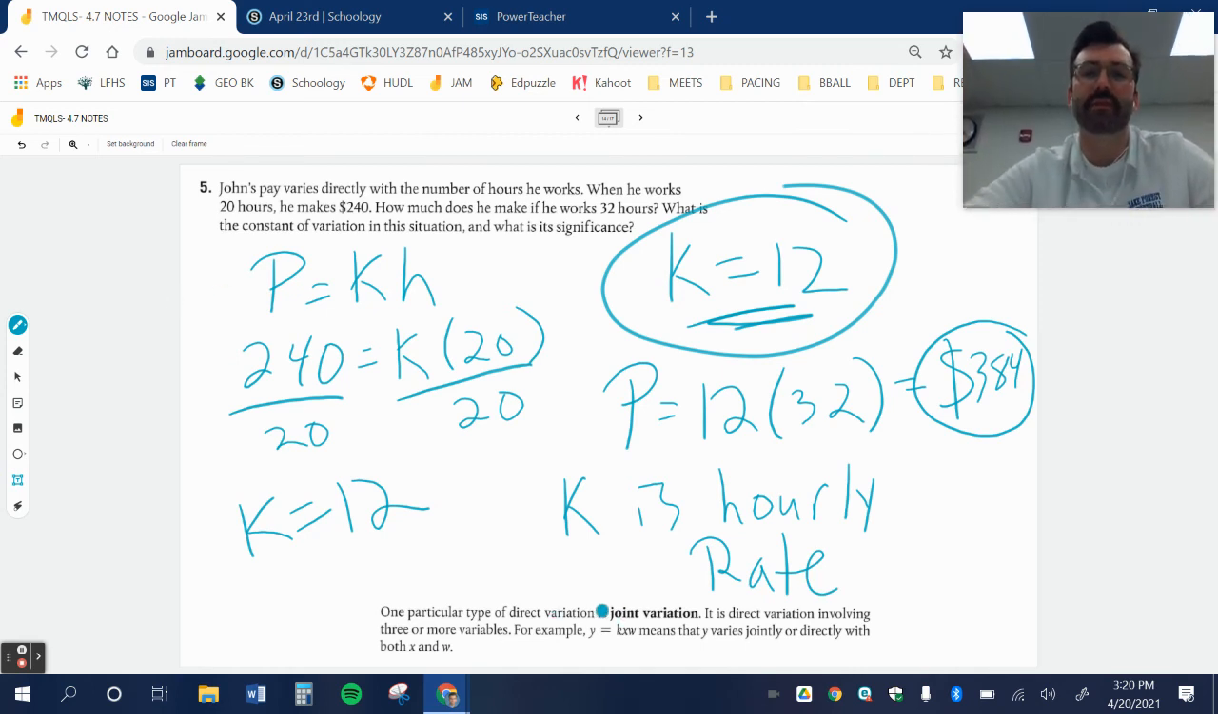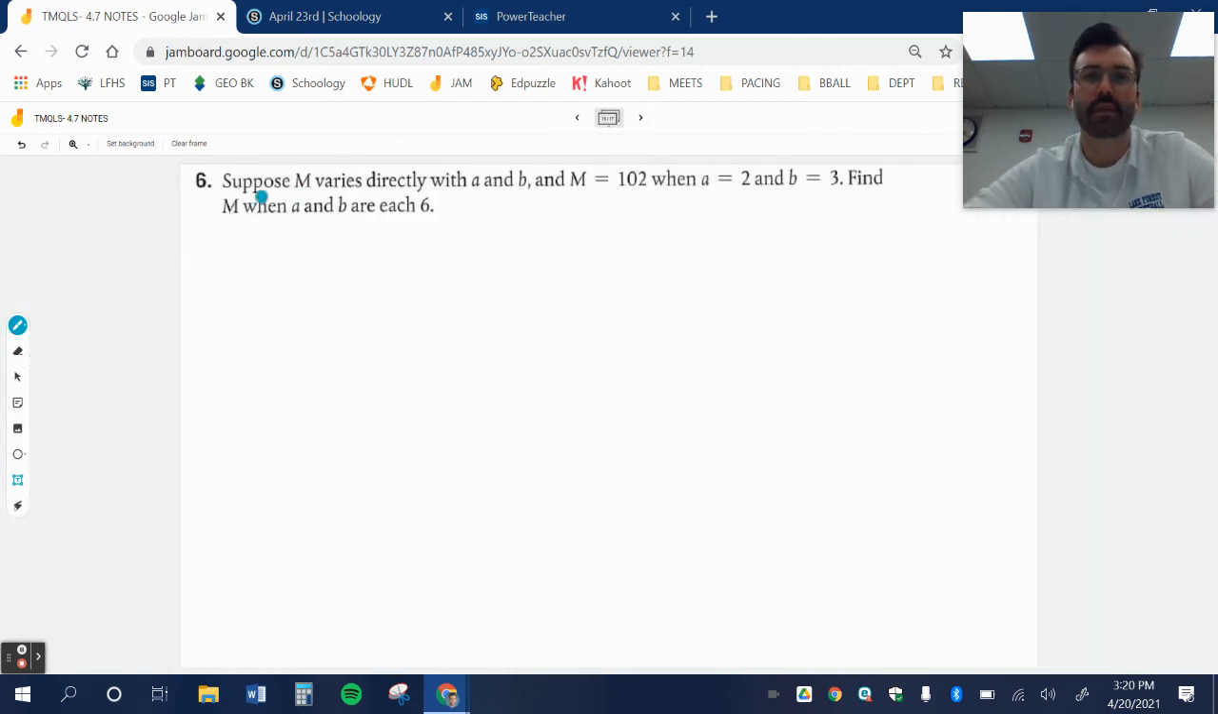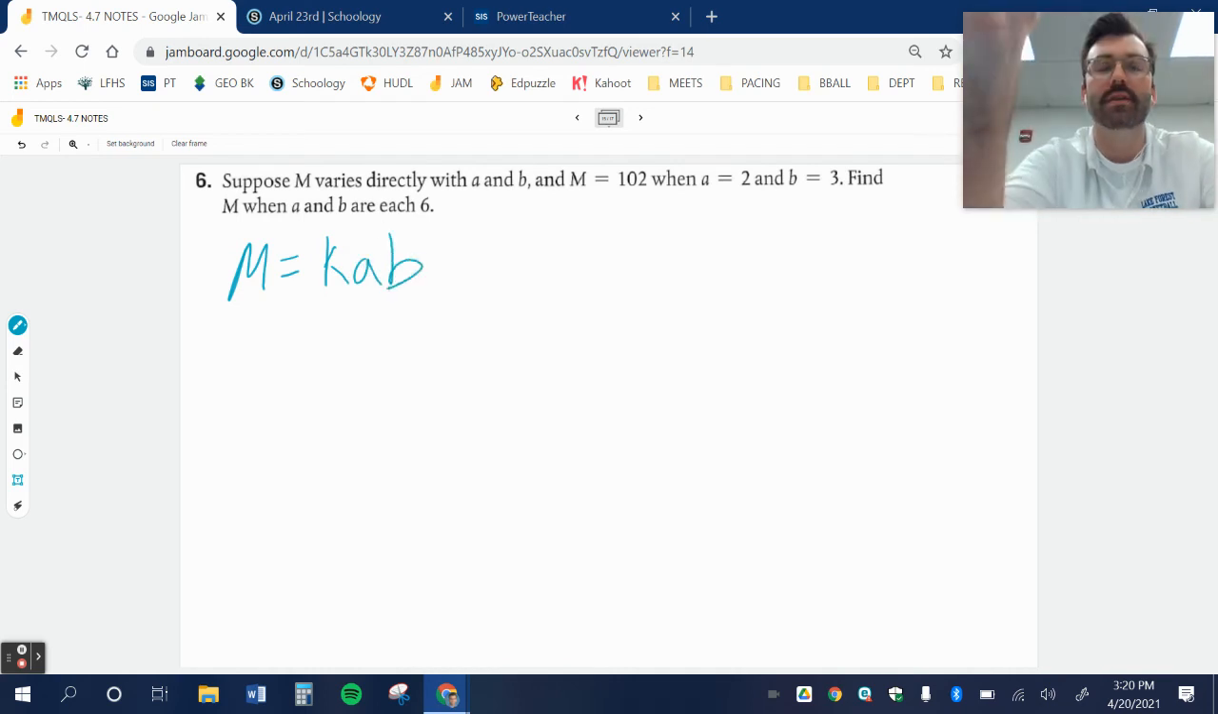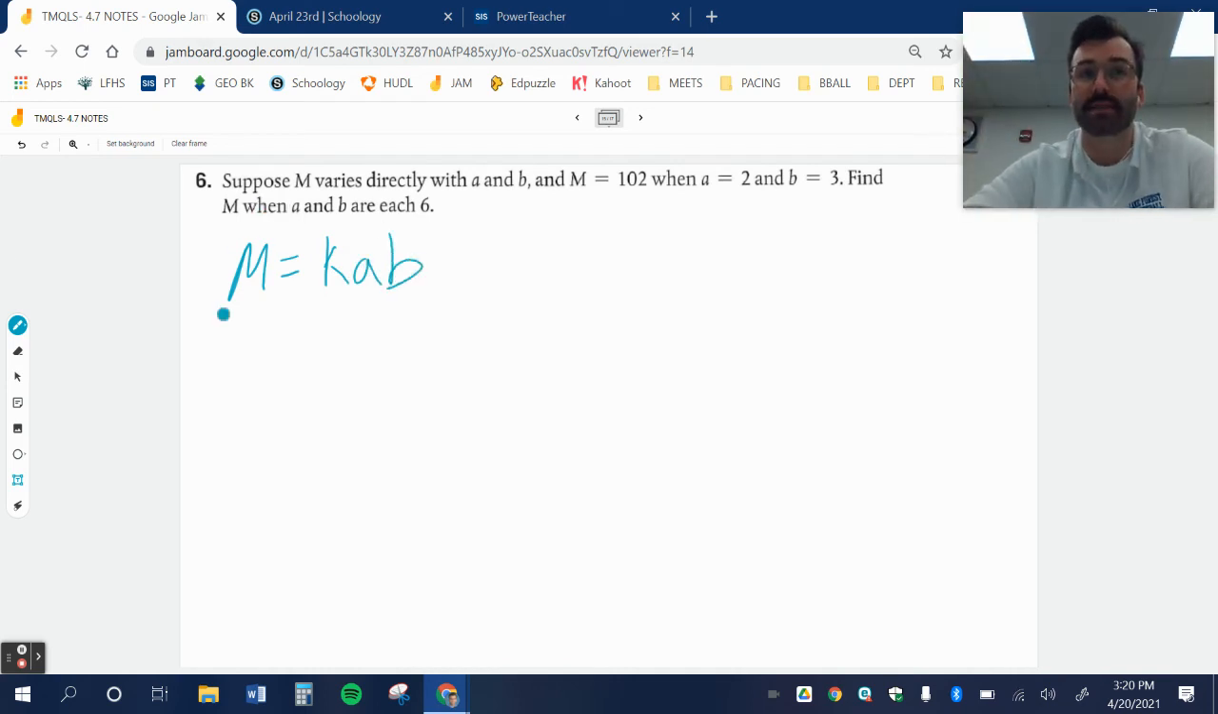One particular type of direct variation is joint variation. It's the same idea, except it involves 3 or more variables. All right? This means y varies jointly with both x and y. Suppose m varies directly with a and b, so k times a, b. Remember, whatever comes first is by itself. That's the most important thing there. Whatever comes first is by itself. All right? What does it say? So it says m is 102, a is 2, b is 3. Find m when a and b are both 6.